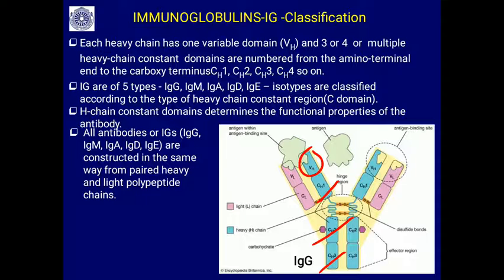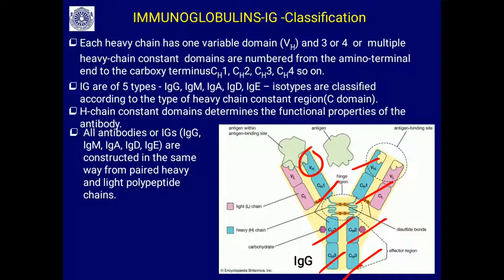The 3 to 4 multiple heavy chain constant domains are numbered from the amino terminal to the carboxy terminal, so from here to here, they are CH1, CH2, CH3, CH4, and so on. Immunoglobulins are of 5 types. IgG we have studied already, that is the common one. 75% of circulating immunoglobulins are IgG. There are IgM, IgA, IgD, IgE.